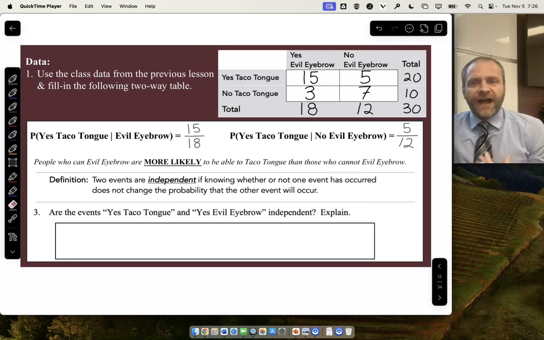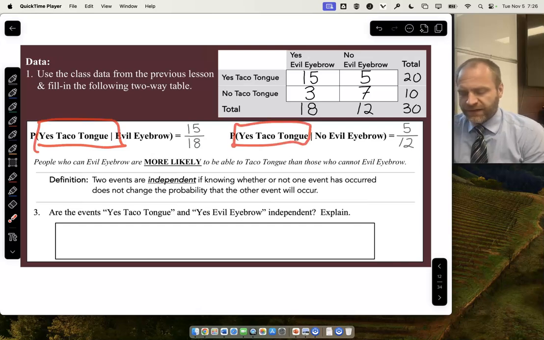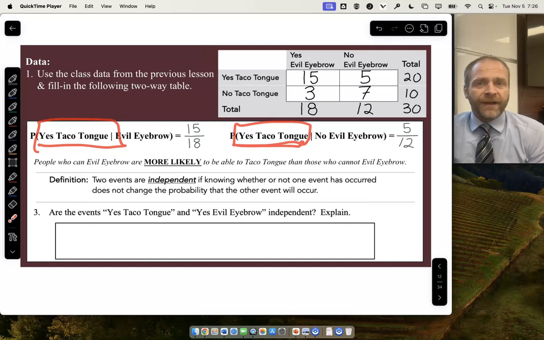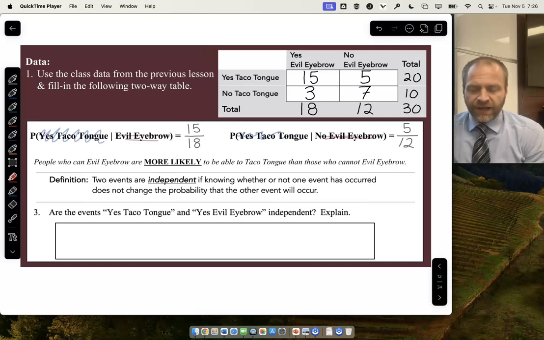So if I want to know, can somebody taco tongue? So I want to know, can somebody do this? And if they can, I want to know, is it impacted by their ability to evil eyebrow? So we can look at the information and go, okay, if I'm looking for, can they taco tongue? Does their ability to evil eyebrow impact that probability? And the answer is yes, it does. 15/18 is not the same as 5/12.